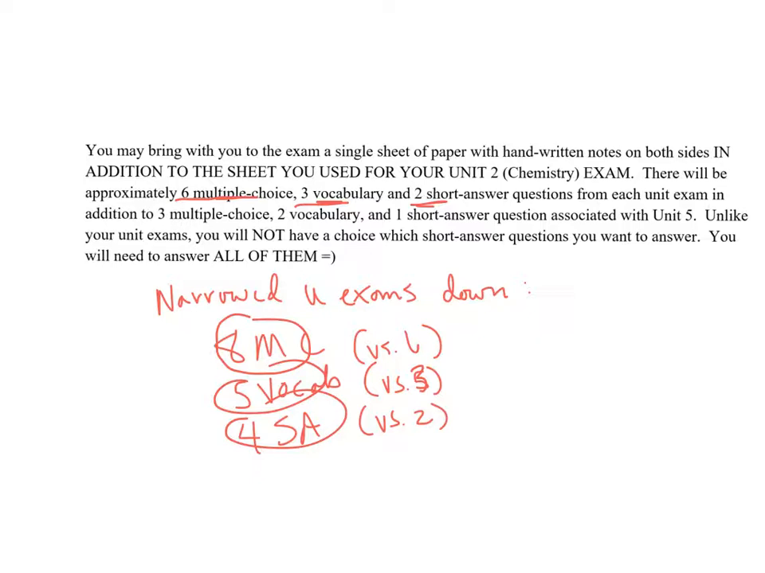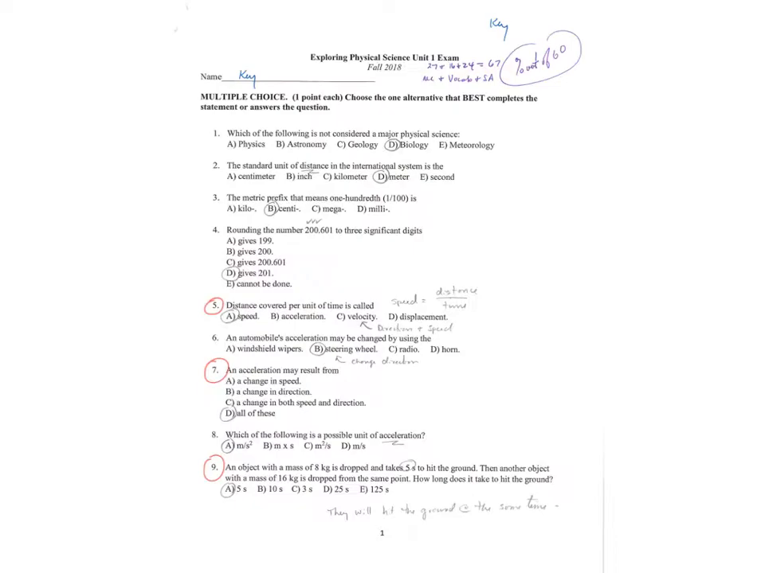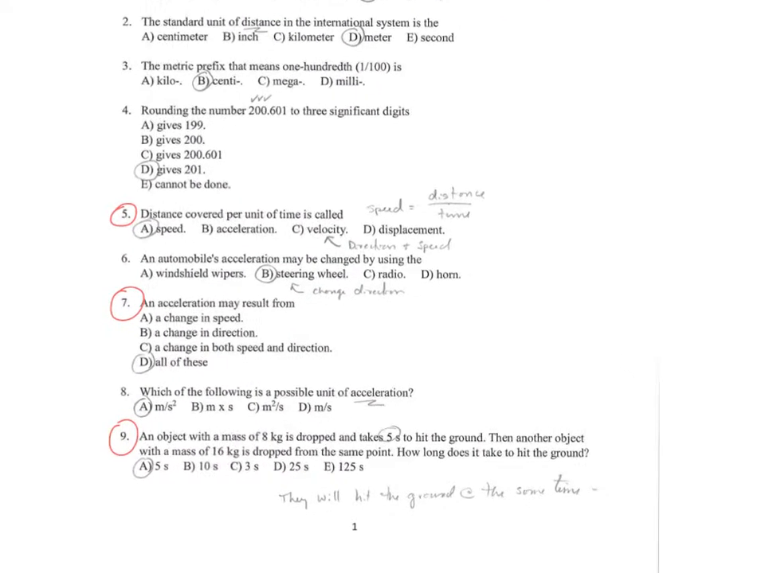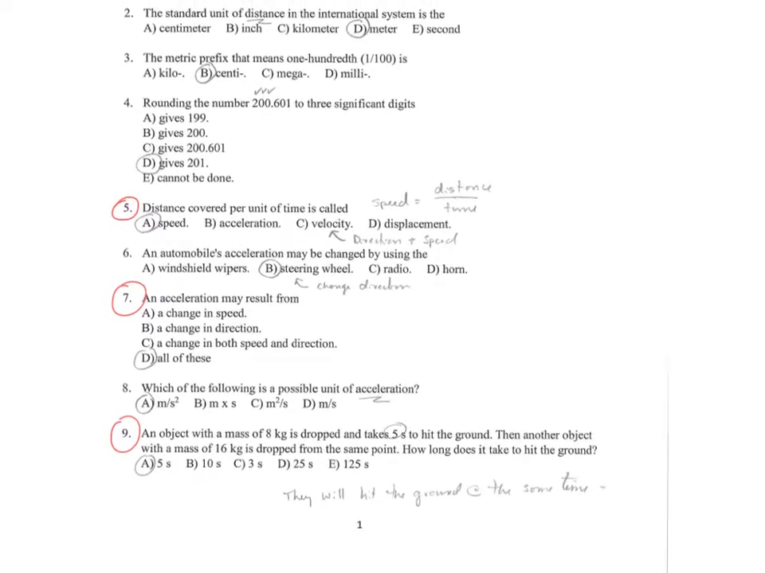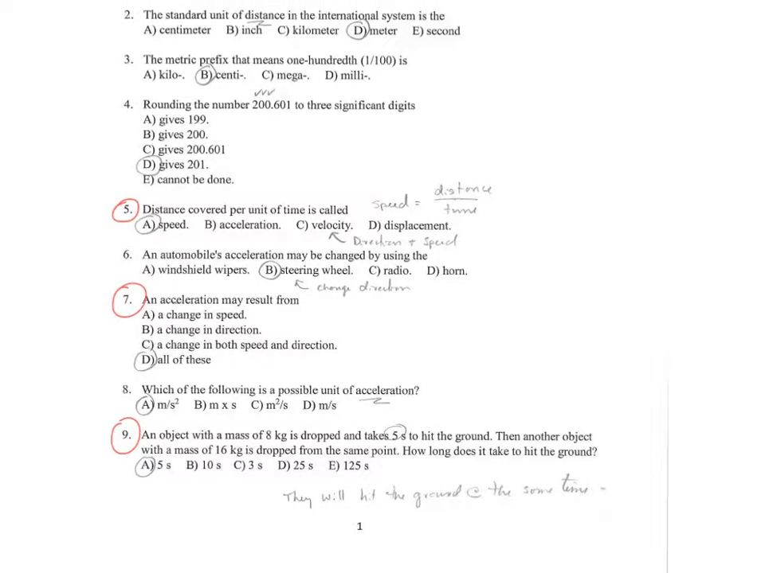And don't forget that Unit 5, and I do plan to put together a Unit 5 review video too. Unit 5 is going to have 3 multiple choice, 2 vocab, and a short answer question. So here we go. If you have your unit exams handy, you might want to grab them and circle as we go. The ones I have circled would be the ones that might be on there.